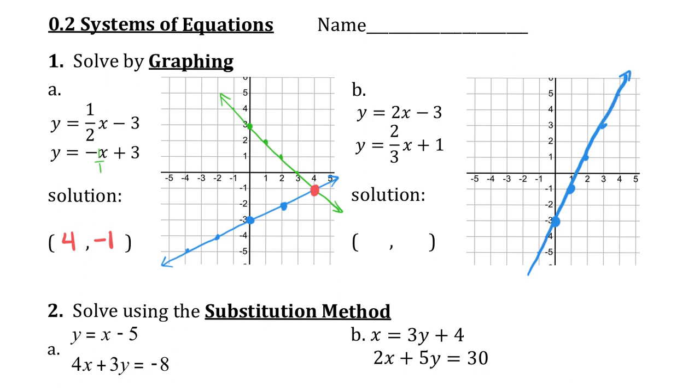Okay, my second line is y equals 2/3 x plus 1. So y-intercept is 1, and I'm going to go up 2/3. Oh, there it is. I can see the point. There we go. Draw your lines. You do need to draw both lines because that's your work, so to speak.